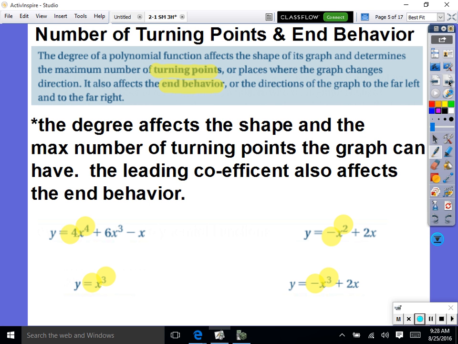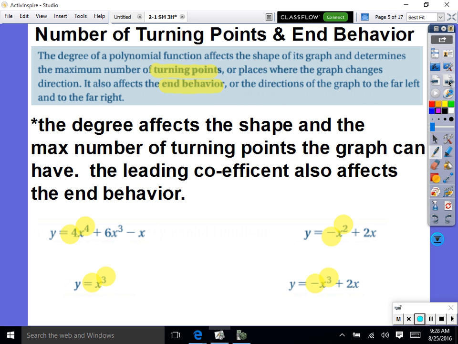Okay. It also affects end behavior. So end behavior, guys, is what your graph is doing to the far left and to the far right. End behavior is pretty easy. You just look at the graph and analyze the end behavior. Do you all understand what I'm saying when I say end behavior? Where the graph is growing to the far left and right. If not, when you see the examples, you will.